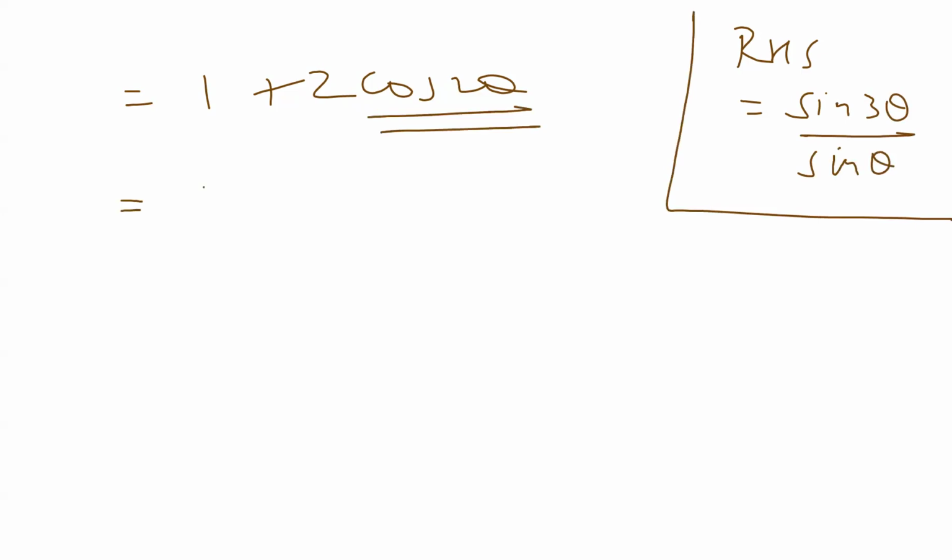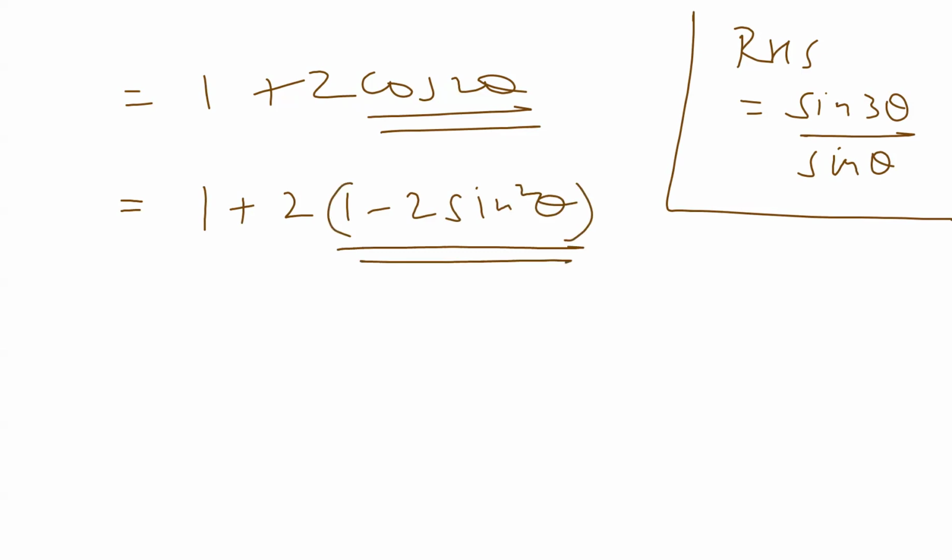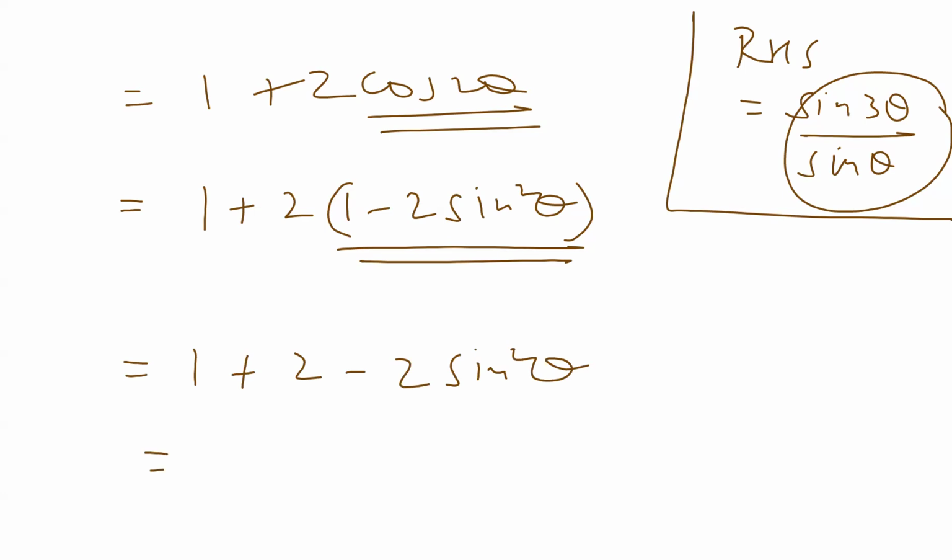Now cos 2 theta, I'm writing it as 1 minus 2 sin square theta. Cos 2 theta has 4 formulae, but I'm writing the sine formula because the right hand side terms have sine. So this will be 1 plus 2 minus 2 sin square theta, so this will be 3 minus 2 sin square theta. This is what we have simplified; the LHS is simplified till here. Let me just go back for a while to check whether the things are correct or wrong.